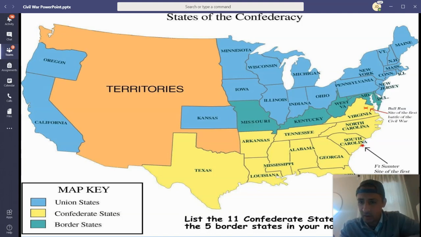So Missouri, Kentucky, West Virginia, actually, which becomes a state in 1863, they basically separate from Virginia, which was a slave state, a Confederate state. Actually, the Confederate capital is in Virginia. The Confederate capital is actually Richmond, Virginia.